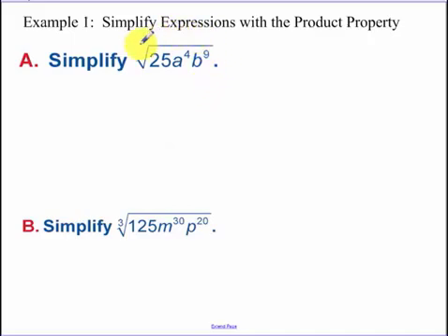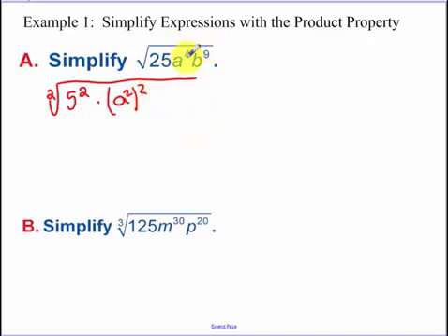Just here, we're going to have something left over underneath the radical. So square root, let's break this down. 25 is 5 squared. I need to break this down into powers of 2 because our root is 2. So a to the 4th, a squared squared.